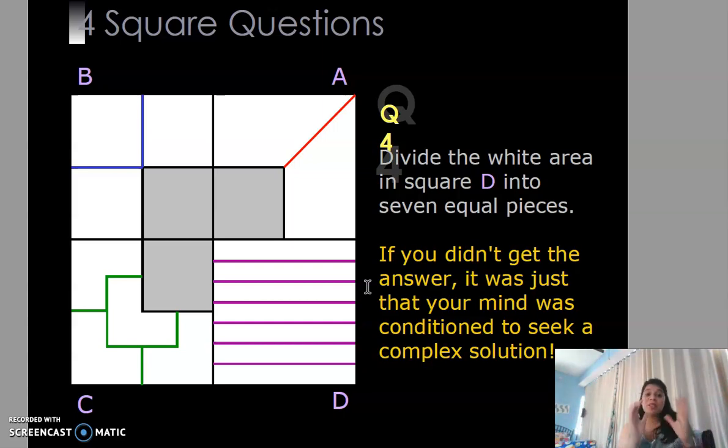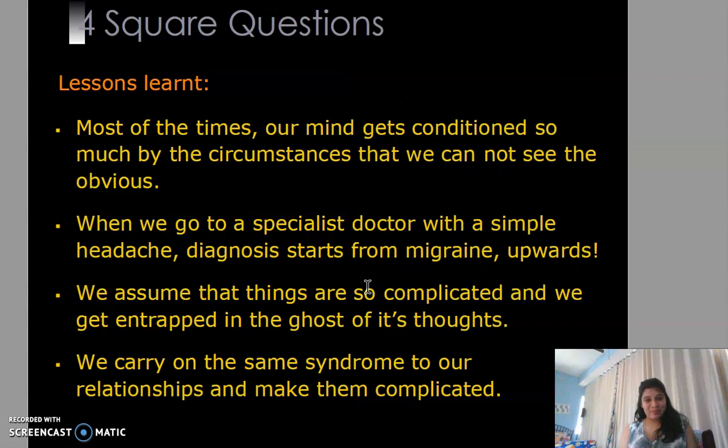If you were not able to get the solution, just trust me, most of us are not able to get the solution. Even I wasn't able to get the solution. The first time I saw this question, I was so amazed when I looked at the answer, and I was like, oh my god, it was so simple. And this is how we complicate things in our life too. So if you didn't get the answer, it was just that your mind was conditioned to seek a complex solution.